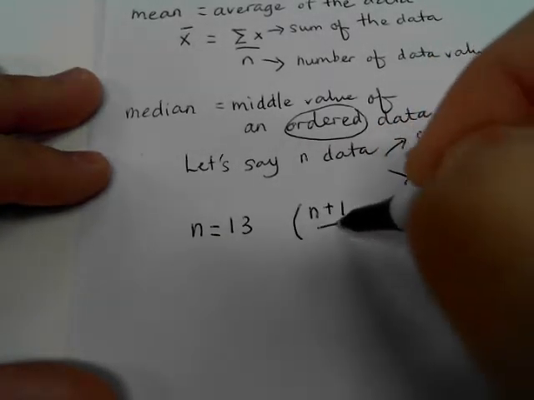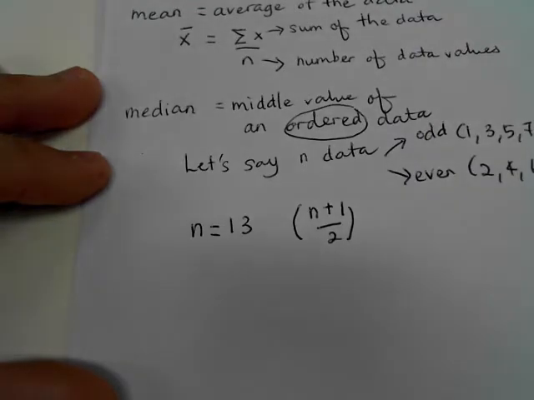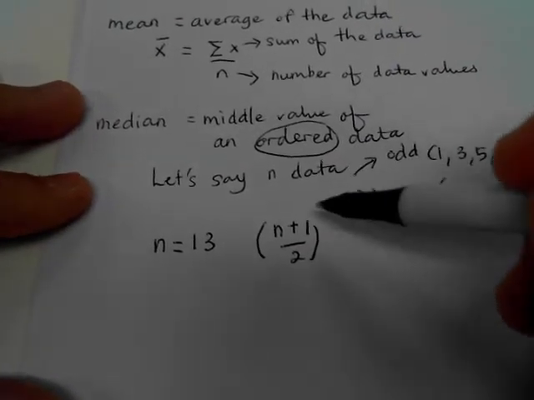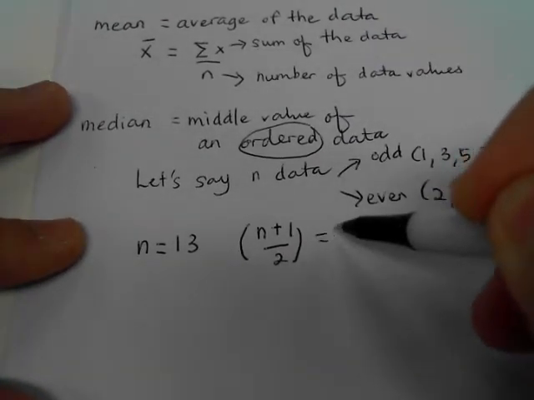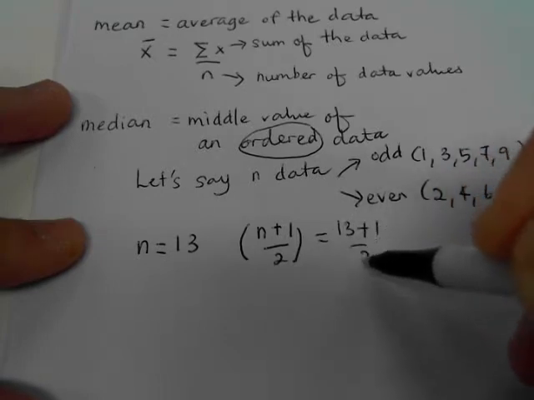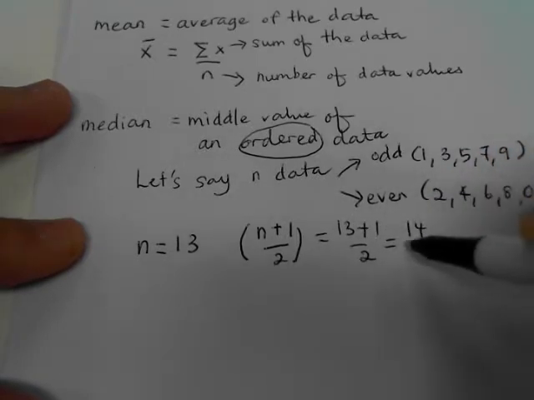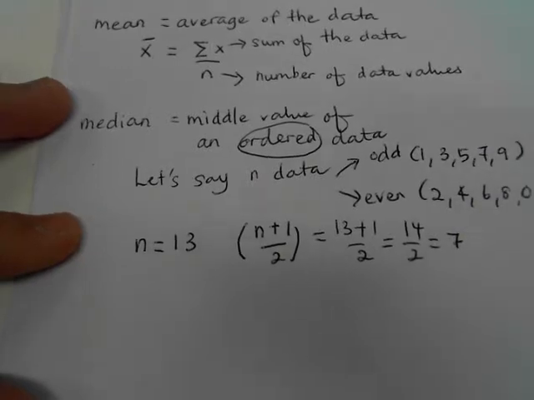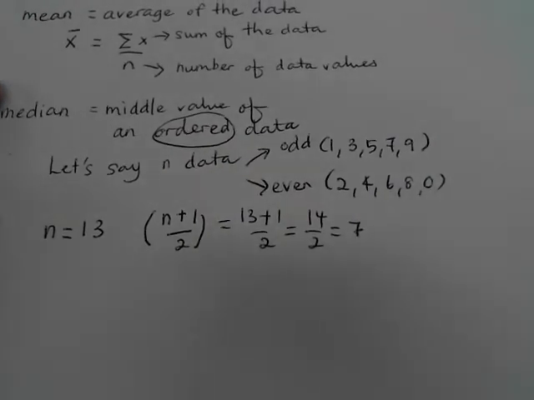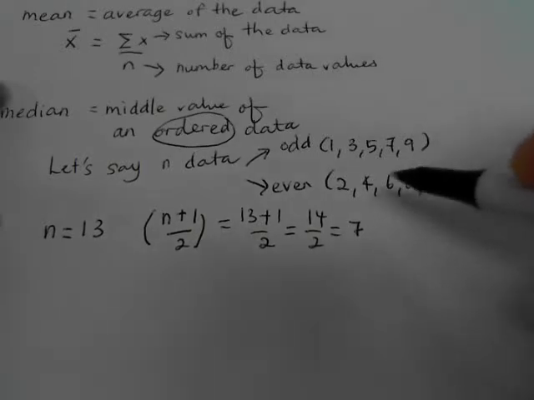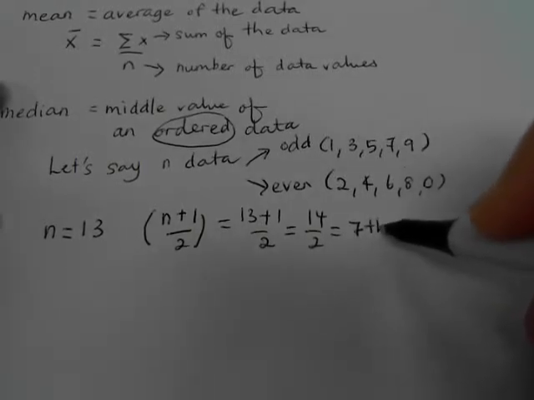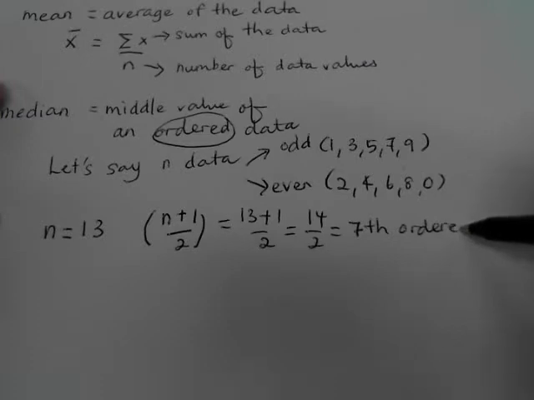n plus 1, you divide it by 2. So in this case here, because n is 13, 13 plus 1 divided by 2 would be 14 divided by 2, and that will give you 7. All right, this 7 here is not to be confused with a value. It means it is the 7th ordered data.